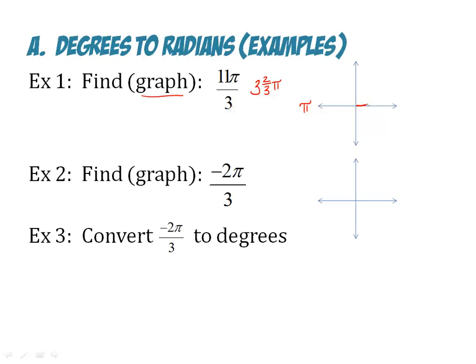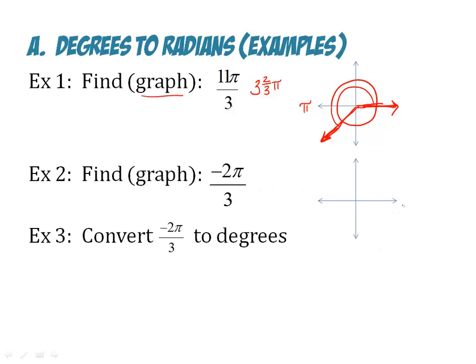Alright, so initial side of my angle is always here, remember this? Okay, and I need to go 3 2/3 of a pi. So if I go, here's 1 pi, here's 2 pi's, here's 3 pi's, and I need to go 2/3 of the way. So that means I'm going to land right here, and this is what 11 pi over 3 would look like graphed.